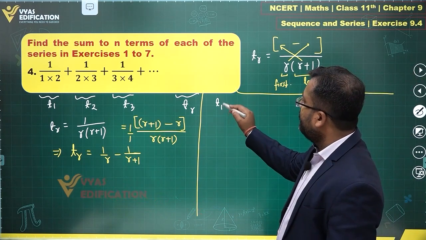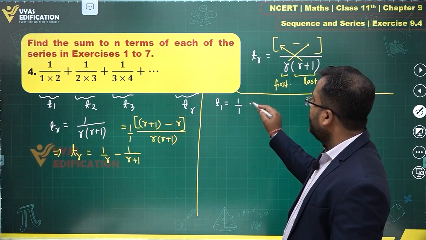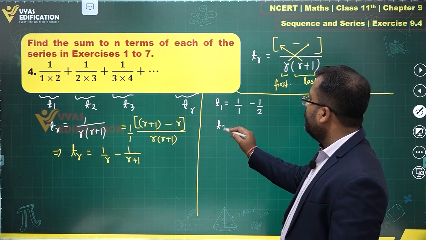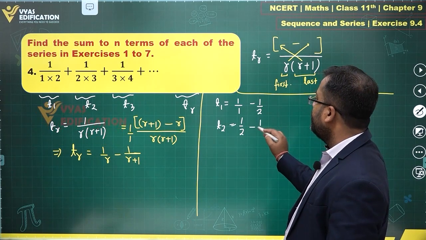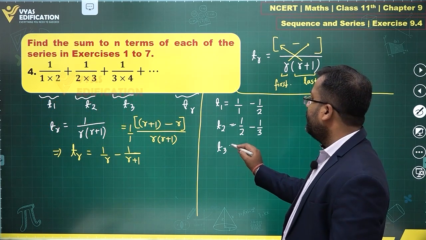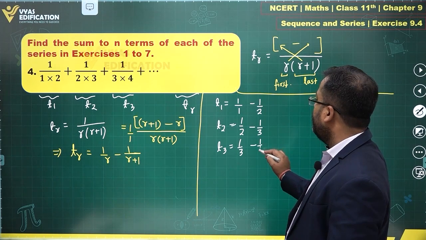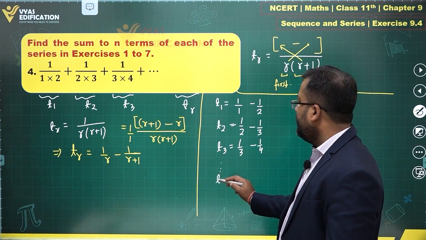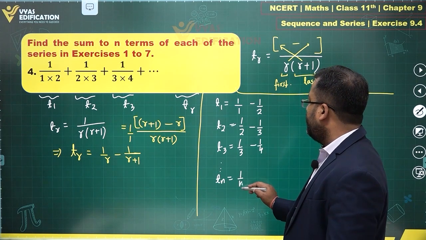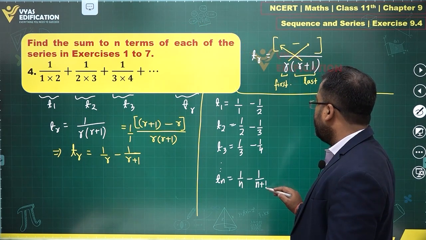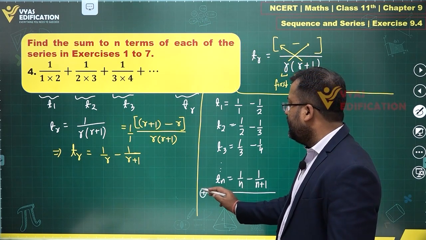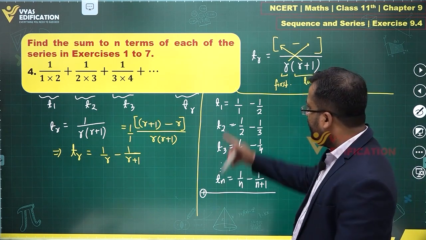Yes. T1 will be 1 upon 1 minus 1 upon 2. T2 will be 1 upon 2 minus 1 upon 3. T3 will be 1 upon 3 minus 1 upon 4, dot dot dot. Tn will be 1 upon n minus 1 upon n plus 1, and you can add all of these.